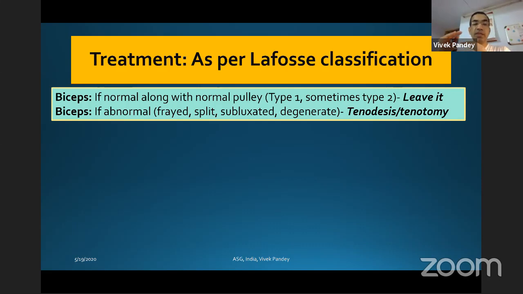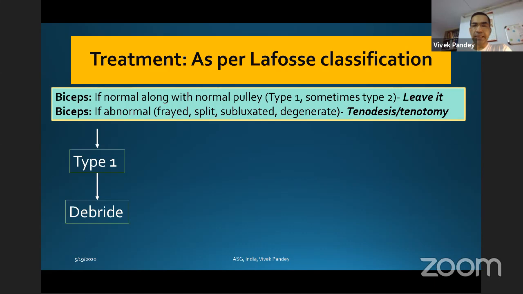If the biceps is normal, along with its normal pulleys, which will usually happen sometimes in type 1 tears, or very rarely in type 2 tears, then in that case, I leave it, because I personally believe one philosophy in the entire shoulder or knee: if a structure is completely normal, don't damage it, don't cut it. There's no point doing a biceps tenotomy if I find the pulley is normal or the biceps structure is completely normal. If the biceps is abnormal, where it is frayed, split, subluxated, degenerated, or whatever, then you do the tenodesis or tenotomy as per the requirement of the patient.